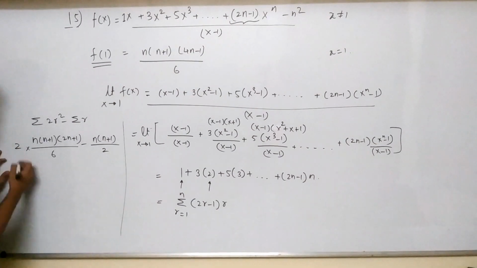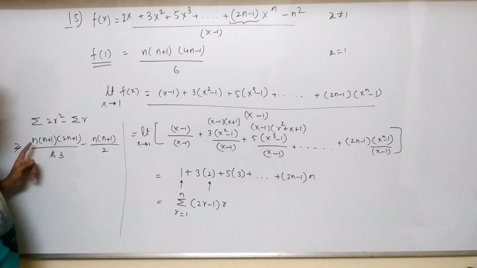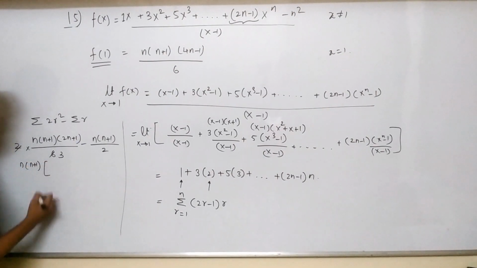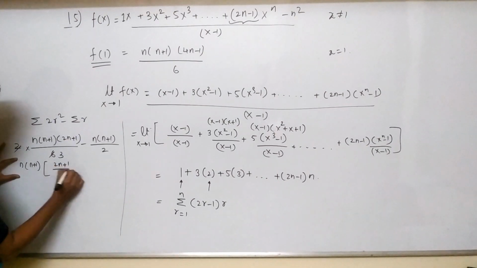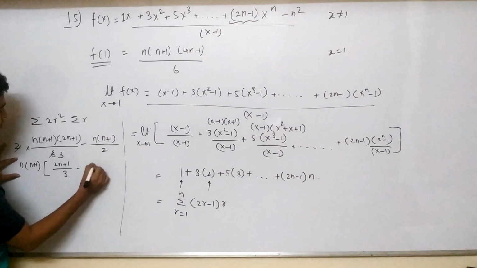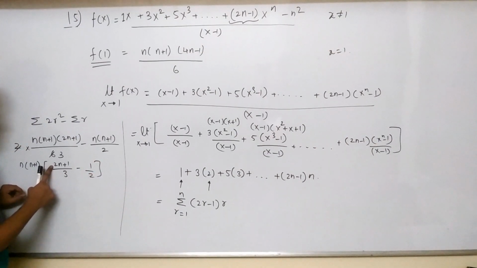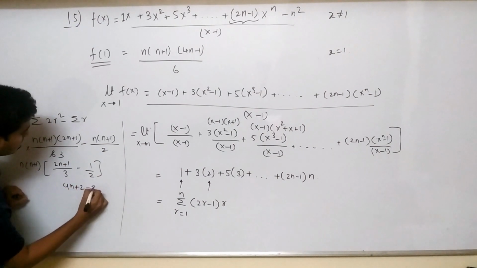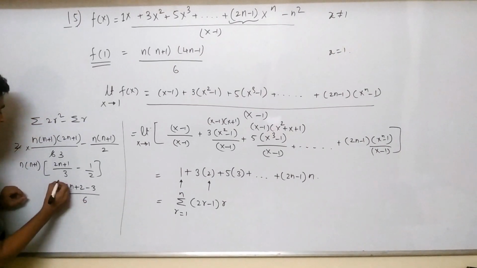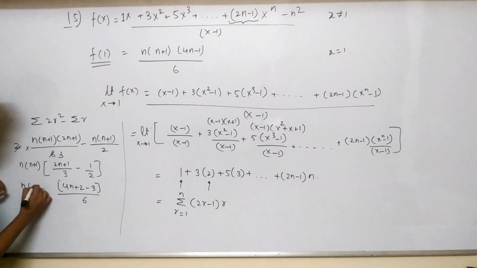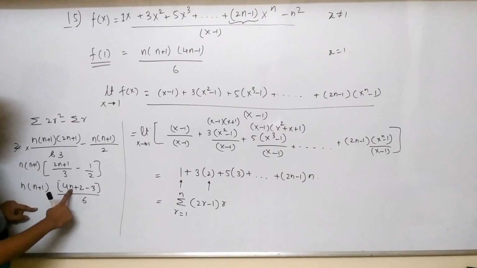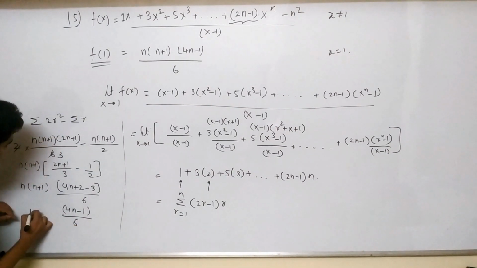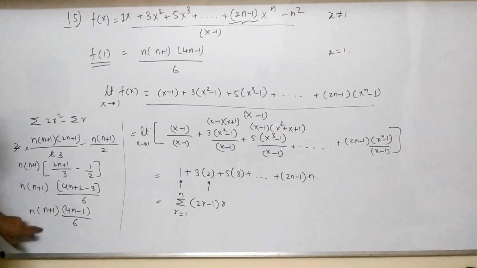So if you look at this, you can cancel this out as 3, and then you have n into n plus 1 common. So you have n into n plus 1 times 2n plus 1 upon 3 minus 1 upon 2. Now you have 4n plus 2 minus 3, if we take the LCM, divided by 6, and then you have n into n plus 1. So what is 4n plus 2 minus 3? It can be stated as 4n minus 1 divided by 6 into n plus 1, which is exactly this term.